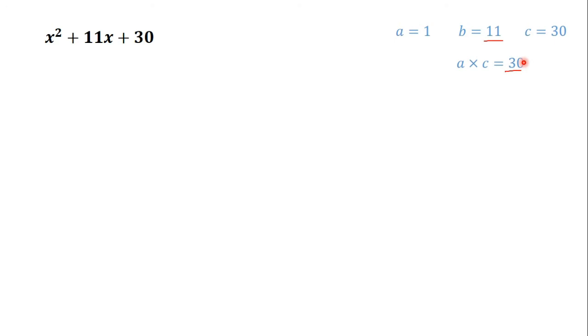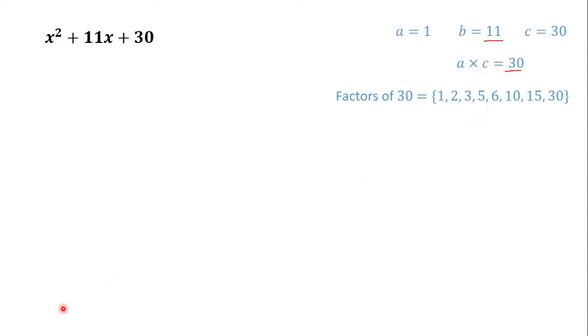So let's list the factors of 30. The factors of 30 are 1, 2, 3, 5, 6, 10, 15, and 30. So among these set of numbers, we are going to have two numbers that when we multiply, we will get 30, and when we add them, you get 11. So you look through them. We are looking for two numbers that when we multiply, we get 30, and when we add, we get 11.